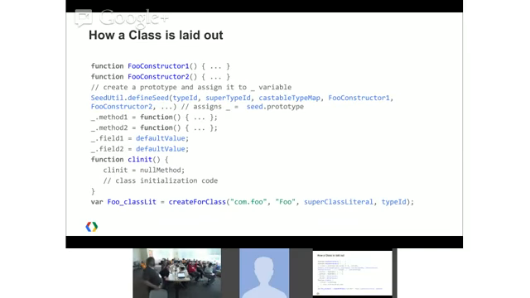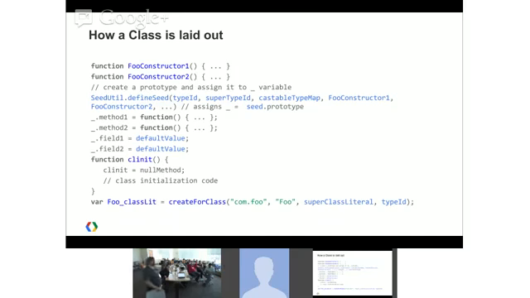One question a lot of people are probably curious about is: when you compile a class from Java, what does it actually look like when it comes out in JavaScript? This is an example of what it looks like. If you had a class called foo with two constructors, two fields and two methods, this is the minimum amount of code that the compiler would emit.